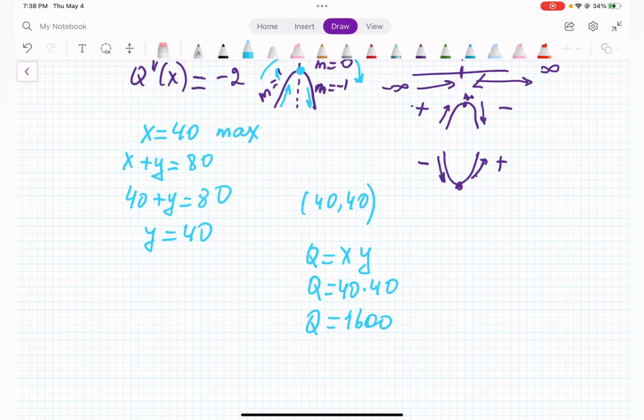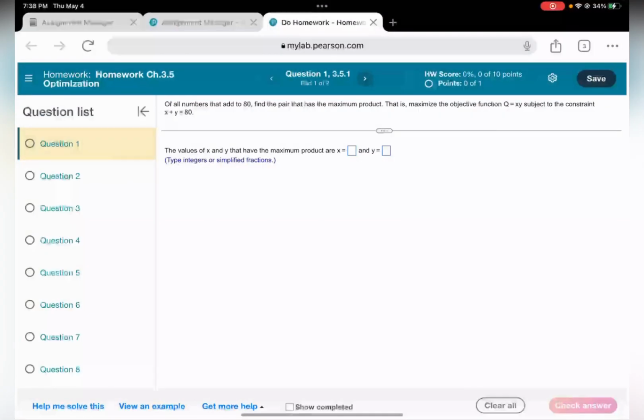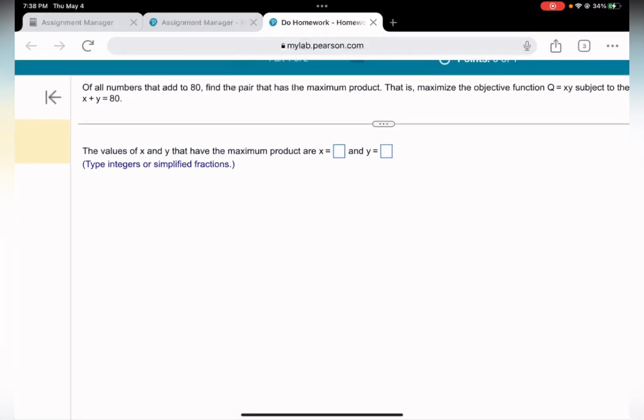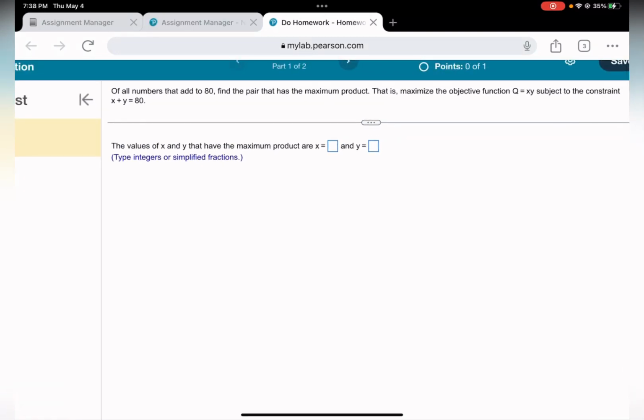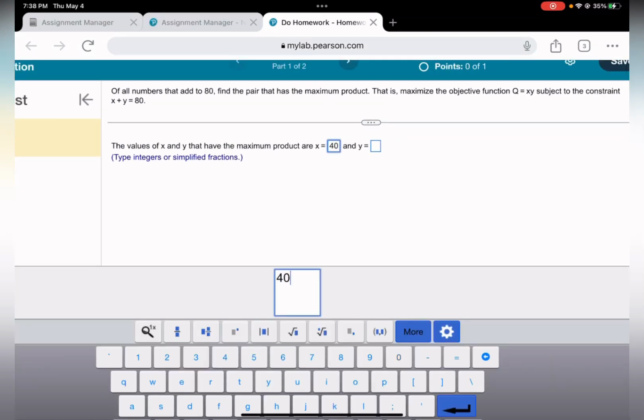Okay, let's see what kind of answers we are required to place there. The values of x and y that have the maximum product are x is 40 and y is also 40.